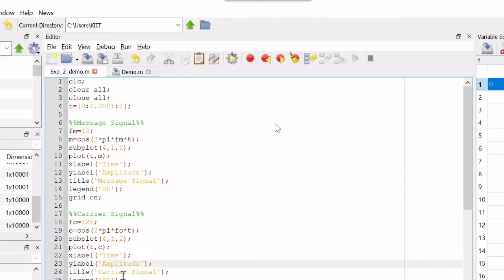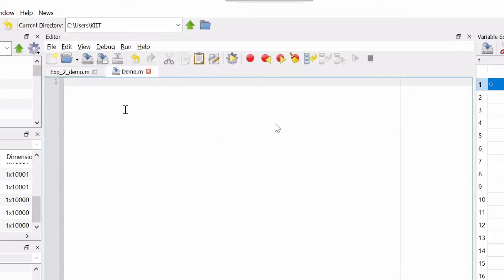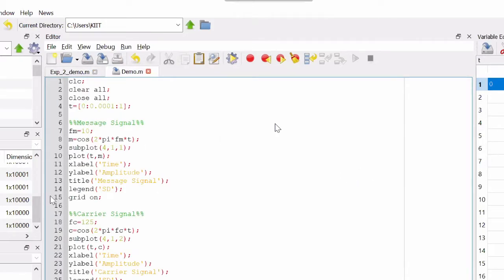Time, amplitude, it is going to be the same. The heading will change. The heading is now carrier signal. And then again the grid on. Let me just copy paste this and demo to you what the output looks like at this point. At this point, we have only generated the message signal and carrier signal. Let's run it.